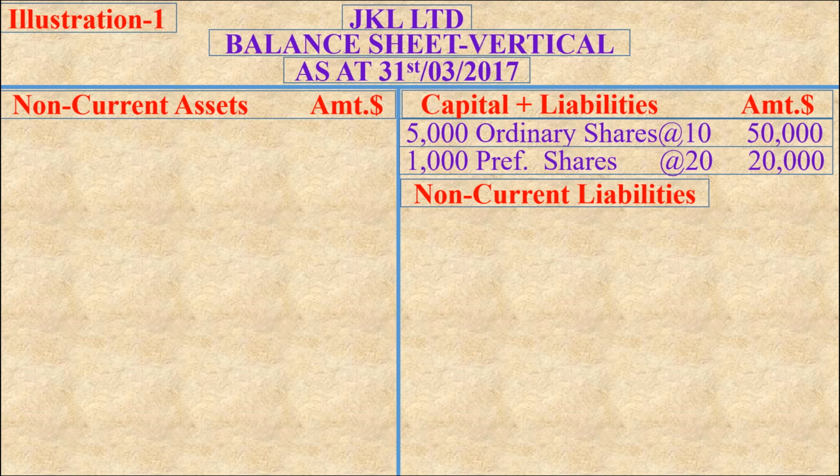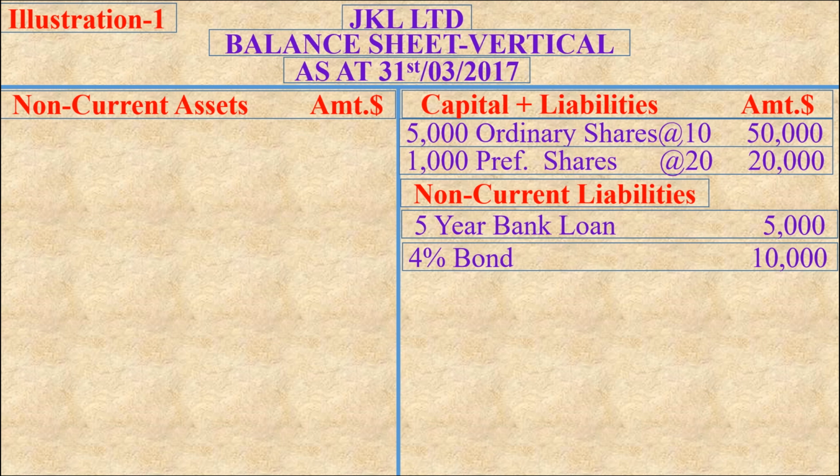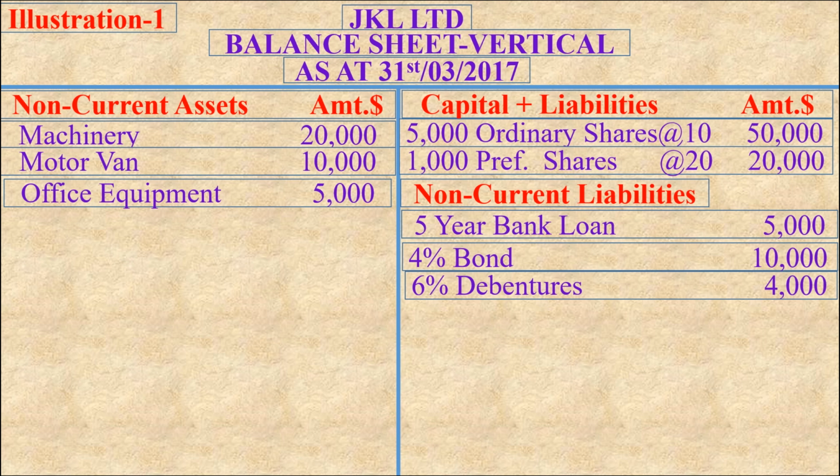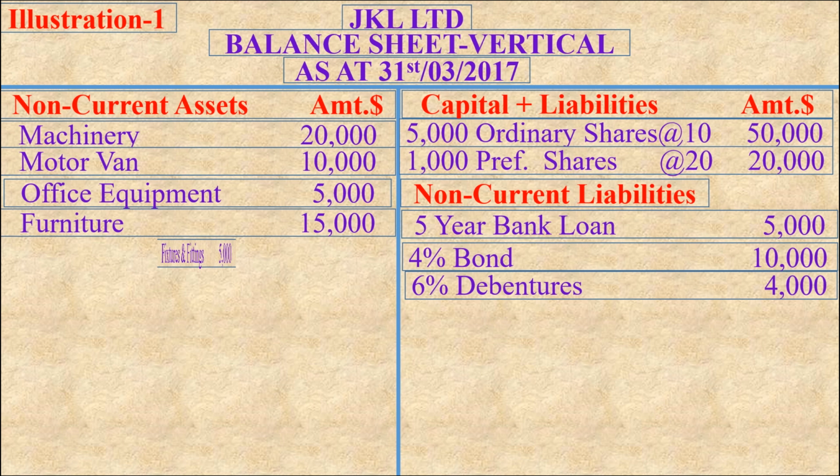There is a 5-year bank loan of 5,000, 4% bonds of 10,000, 6% debentures of 4,000, and on the side of non-current assets, those finances on our right-hand side are used to finance machinery, which is 20,000, motor van 10,000, office equipment 5,000, furniture 15,000, and lastly, fixtures and fittings.